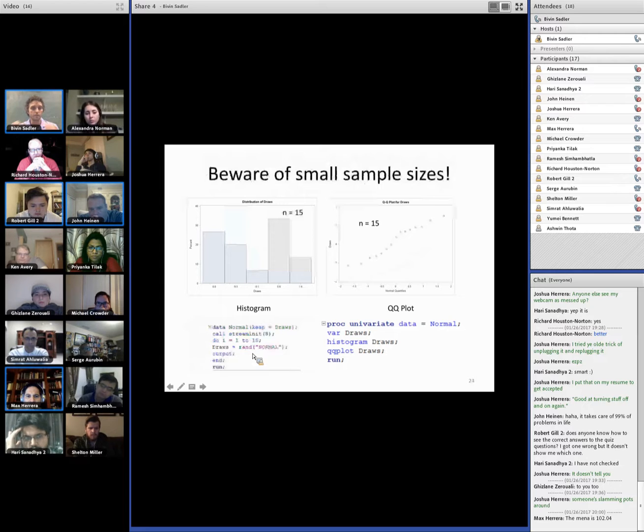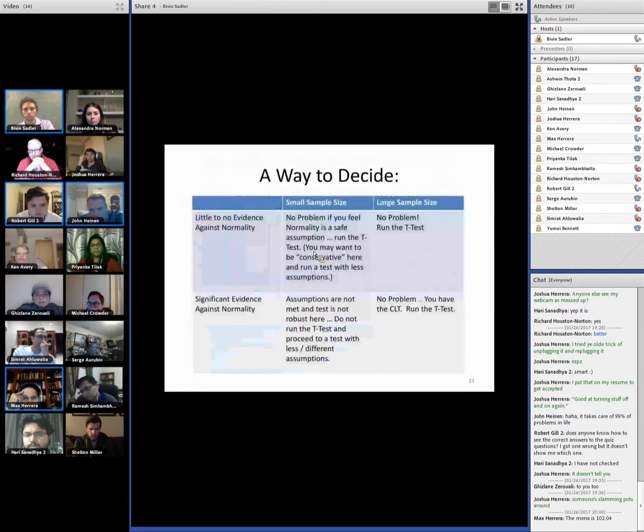So, okay. Obviously, we can keep playing with this all day. But beware of small sample sizes. This one here, look, it's pulled from a normal distribution, but it gave me this weird looking histogram. It wouldn't do that if I pulled 150, but I pulled 15, and you're only as good as your data. So here's a little way to think about it.